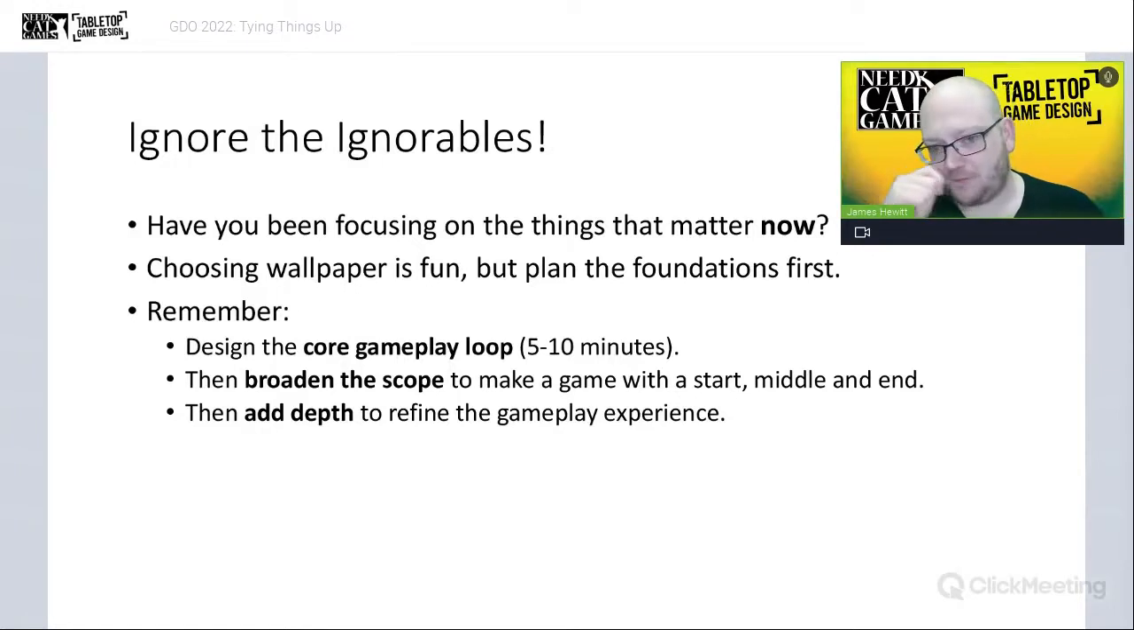Then broaden the scope. Make the game with a start, middle, and an end. Then add depth and refine your gameplay experience in the full build. Do it in those chunks. You've got the slides in the previous seminars. Go back, review the ignorables. There was a nice diagram I made. It's often the case, if you're getting stuck, it's because you're thinking too far ahead.